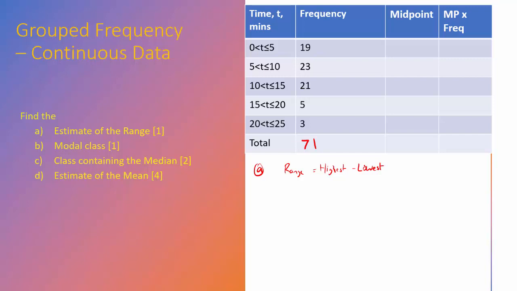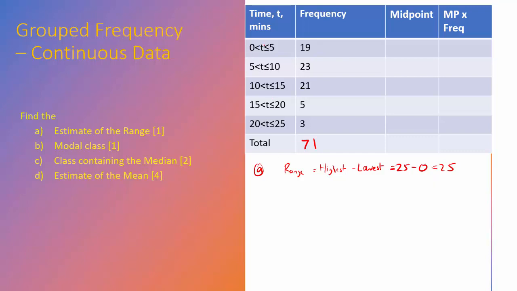So this is a question about the time taken to complete a test. We're looking for the highest time and the lowest time. The highest time is obviously in this class here, 25, and the lowest is in here, which is 0. So 25 take away 0 is 25, so your range is 25.